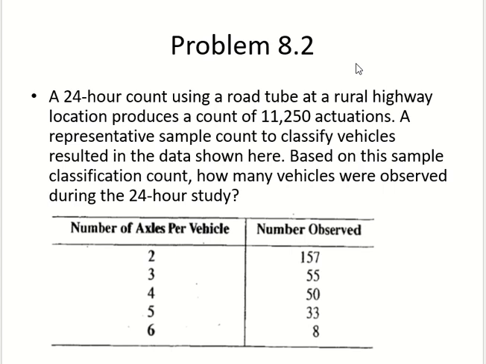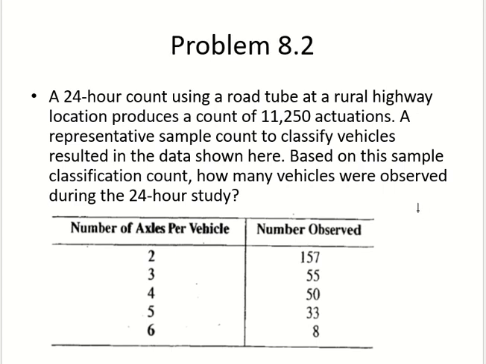So for example, when I saw a 2-axle vehicle, I counted it in this row. When I saw a 3-axle vehicle, I counted it in this row. When I saw a 4-axle vehicle, I counted it in this row, and so on. In my manual sample, I saw 157 vehicles with 2 axles, 55 vehicles with 3 axles, and so on. Clear?